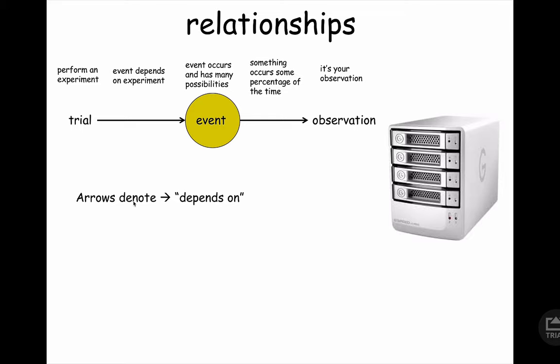And we have our event. And that event, when you make an observation, has many possibilities. Something occurs some percentage of the time. And output from that event is something that you see. That's what you measure. And so in these types of diagrams, the arrow connotes a dependency, right? So the event that's going to occur depends on the experiment you're performing. Now, that might seem pretty obvious, right?